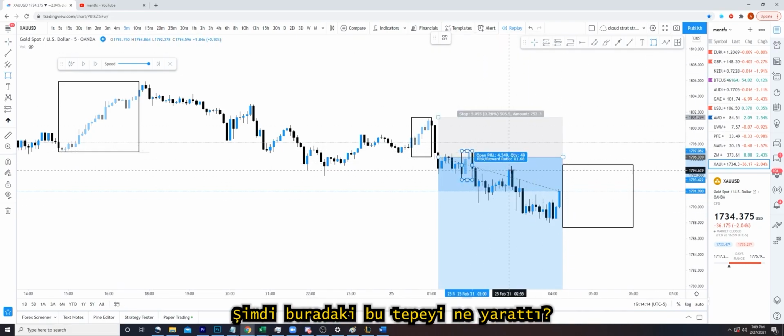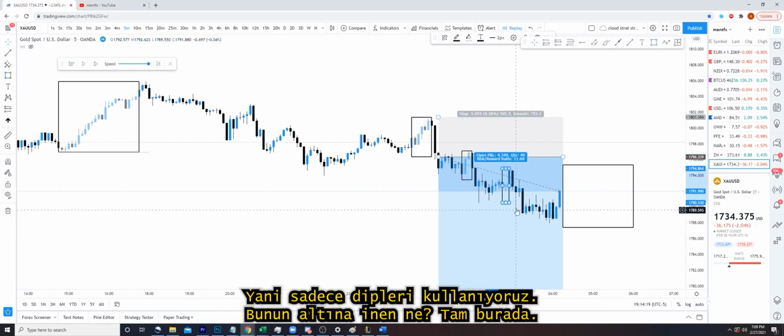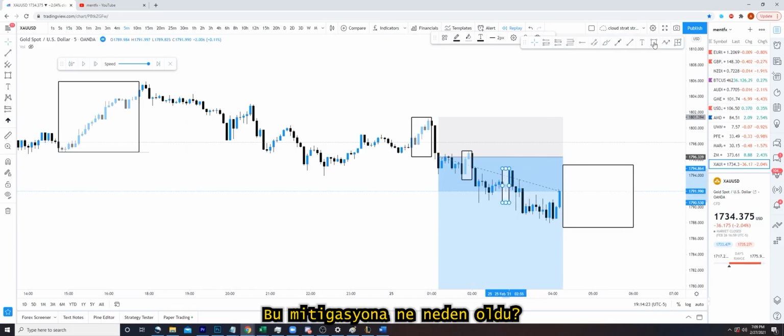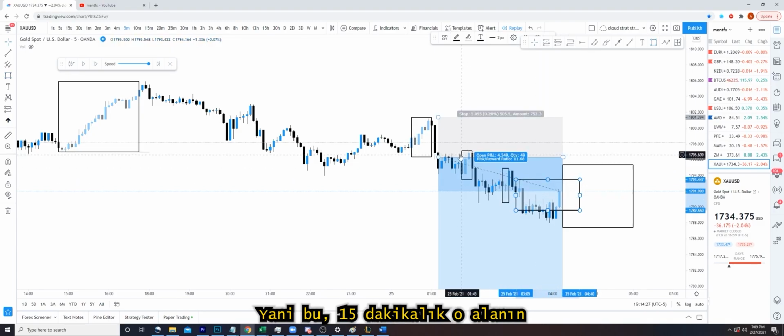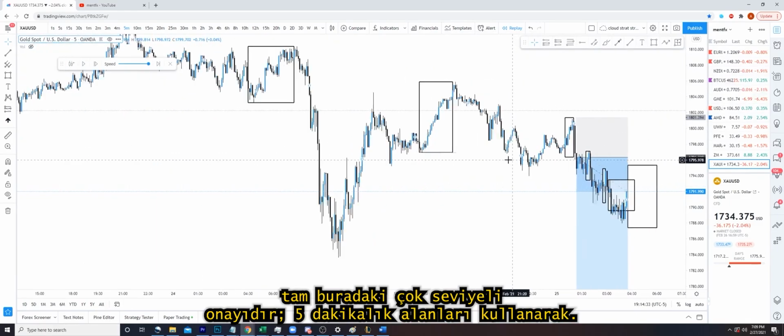Now, what created this high here? Well, you can argue it's this one, right? So we're just using the lows. What gets below that? Right here. Then look what happens. It mitigates it and continues. What caused this mitigation? Well, this low to this high. And again, you can look for sells off there. So this is multi-level confirmation of that 15-minute area right here by using 5-minute areas.